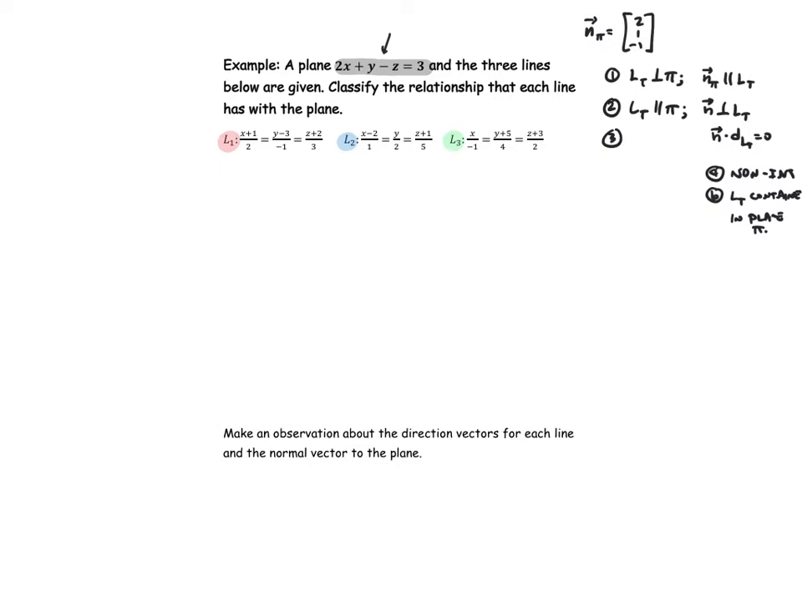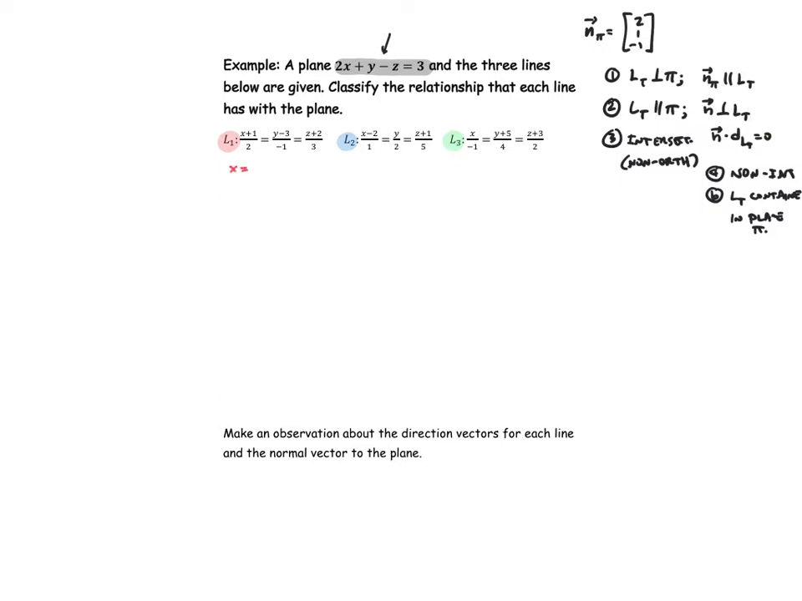And the third option, if neither one or two are satisfied, is that we just have an intersecting line and plane, but it's non-orthogonal. So it just wouldn't be a right angle. Okay, so let's see which scenario we get for each one. So how do we go about this? Let's take L1, L2, and L3, and put them in parametric form to start.